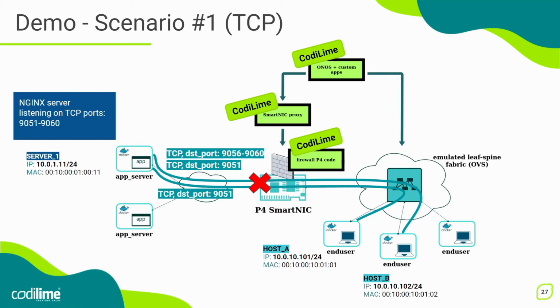Next, we'll add another rule to the firewall to block a certain range of TCP destination ports, but only for host B. We'll perform all these steps using the web UI component of our custom ONOS control plane app.